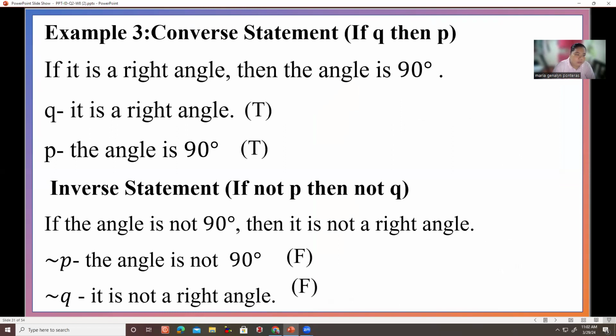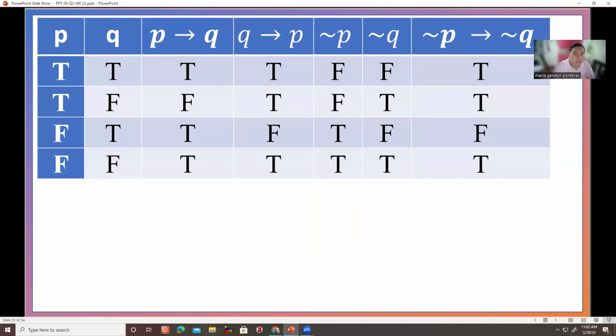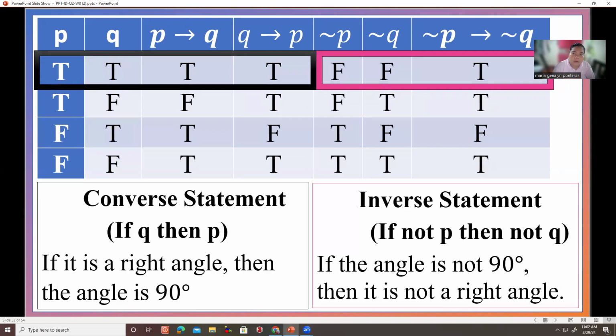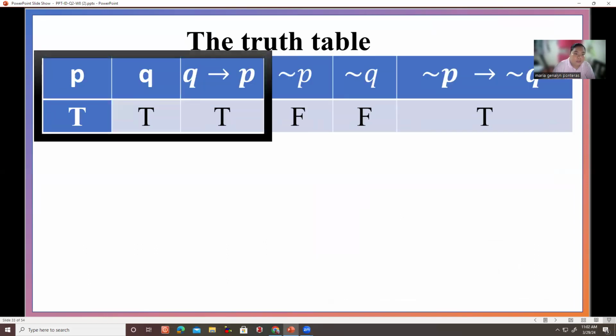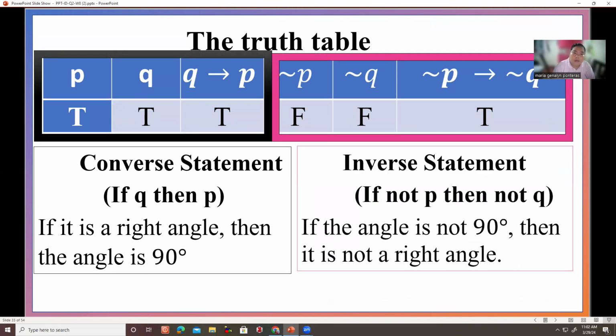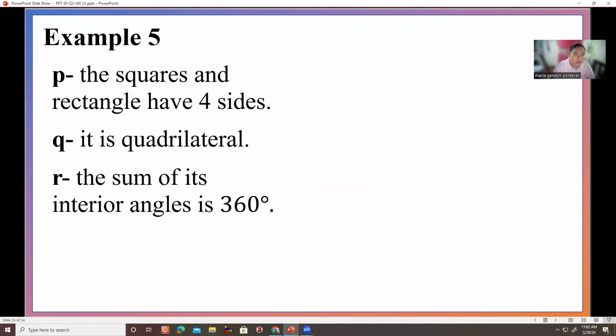So if P here is true, not P is false. If Q is true, not Q is false. So they belong on the first row of our table. So if we take the first row, as you can see, if we look closer, Q implies P is true, not P implies not Q is true.